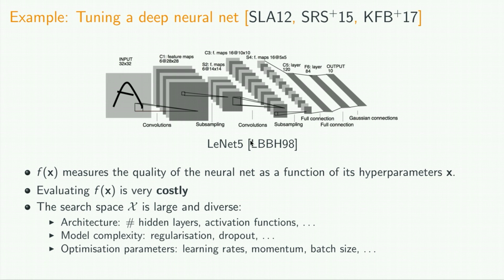And the search space, the hyperparameters we want to tune, the architecture we want to tune, well, can be large and diverse. We need to decide about, well, the architecture itself, the number of hidden layers, the activation functions. We need to think about hyperparameters that impact the model complexity, like the amount of regularization, whether we use dropout or not. And we also need to decide which optimization we are going to use and how to set the learning rates, momentum, batch size. And making the right choice for all those configuration parameters will have a major impact on the performance of the CNN.